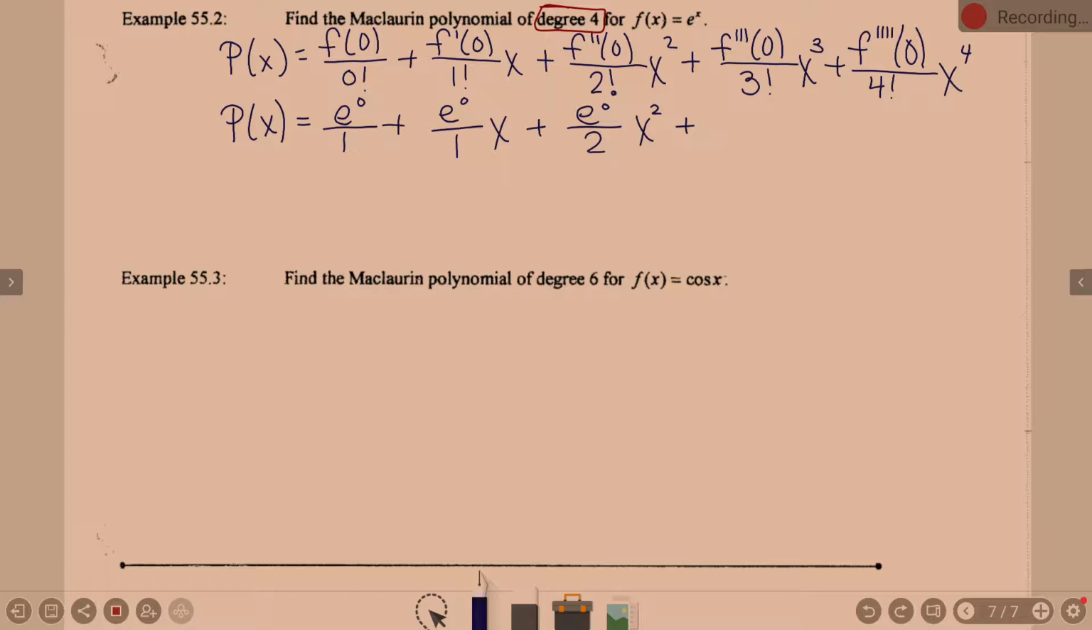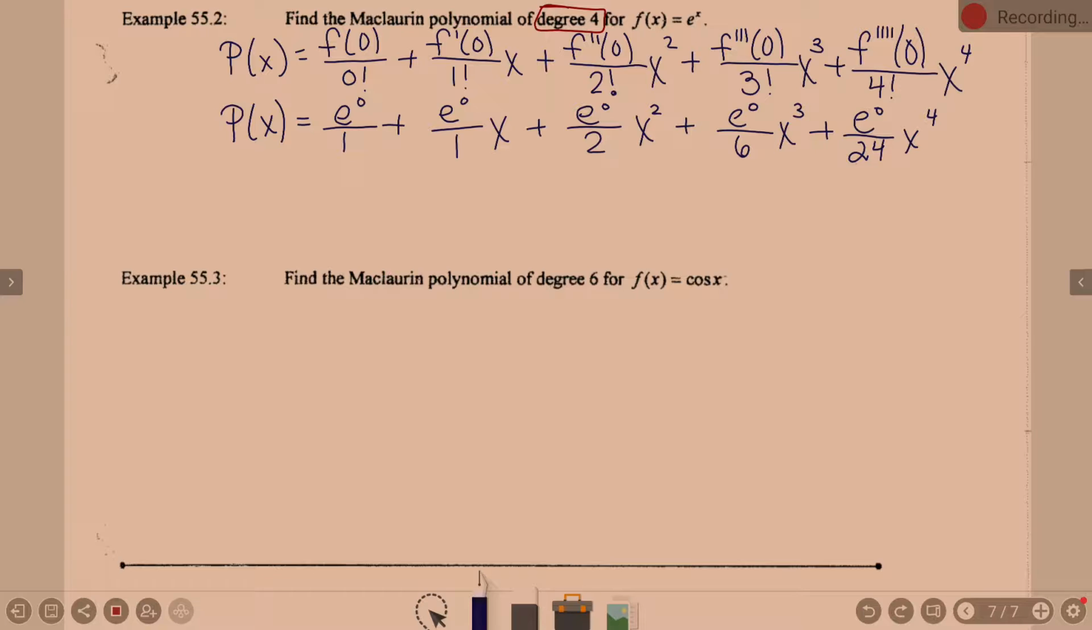So, third derivative at 0, e to the 0. What is 3 factorial? 6. 3 times 2 times 1, 6, x cubed. And the fourth derivative at 0, e to the 0. What is 4 factorial? 24. Yeah, 4 times 3 times 2 times 1. So 24, x to the fourth.